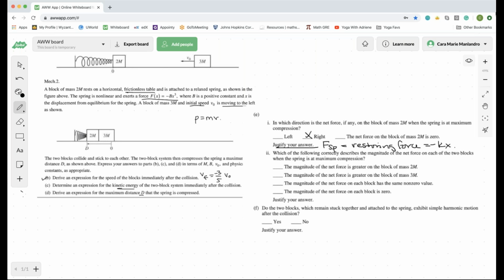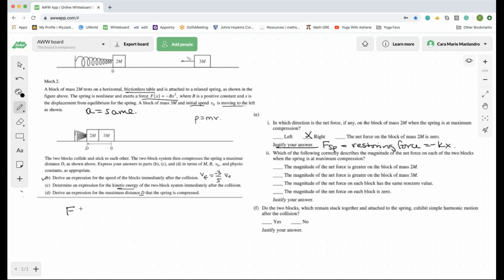Okay, which of the following describes the magnitude of the net force on each of the two blocks when the spring is at maximum compression? Alrighty. So the magnitude is going to be greater on which of the blocks? So let's just think about Newton's law for this one. So they're stuck together, so therefore your acceleration is the same.